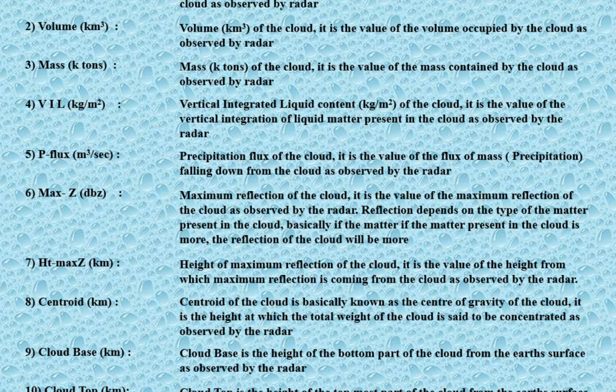Next is the centroid. Centroid of the cloud is basically known as the center of gravity of the cloud. It is the height at which the total weight of the cloud is said to be concentrated as observed by the radar. Next parameter is the cloud base. Cloud base is the height of the bottom part of the cloud from the Earth's surface as observed by the radar. And the last one is the cloud top. Cloud top, again measured in kilometers, is the height of the topmost part of the cloud from the Earth's surface as observed by the radar.